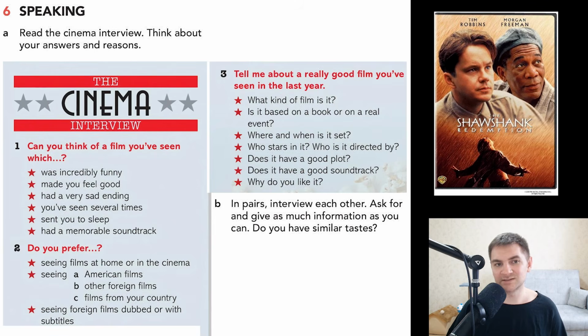Where and when is it set? I think almost the entire story takes place in Shawshank State Penitentiary. It's a fictional prison in Maine, USA, and the story starts in 1947, and it follows the characters over nearly 20 years, ending around 1966 or 1967.